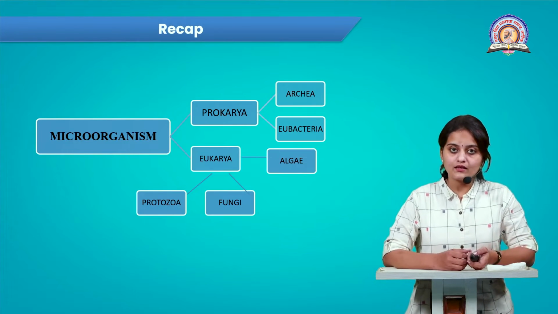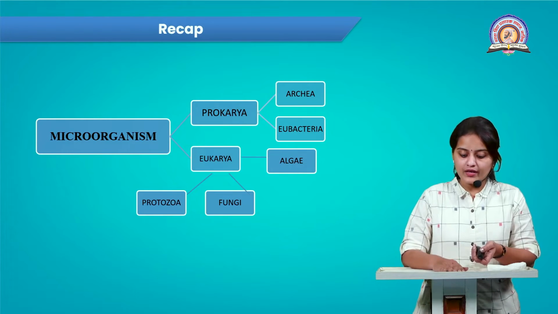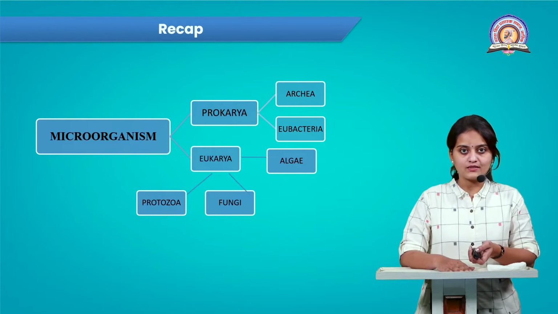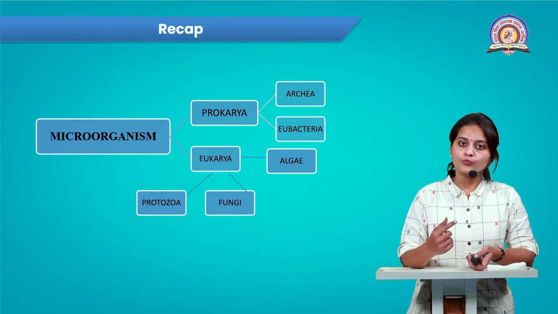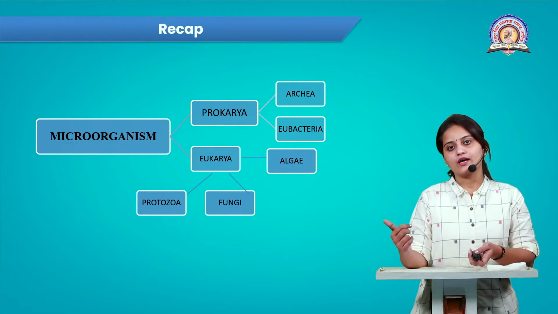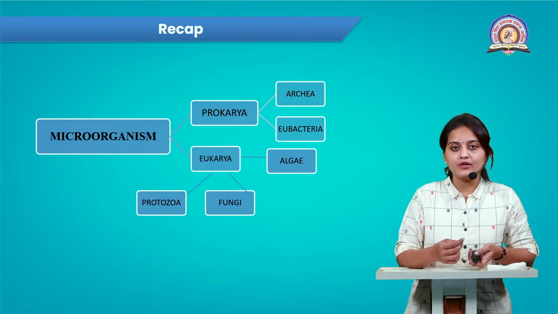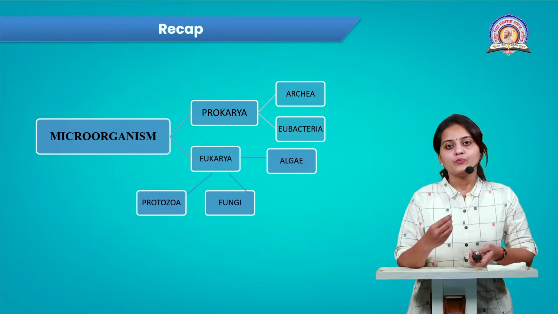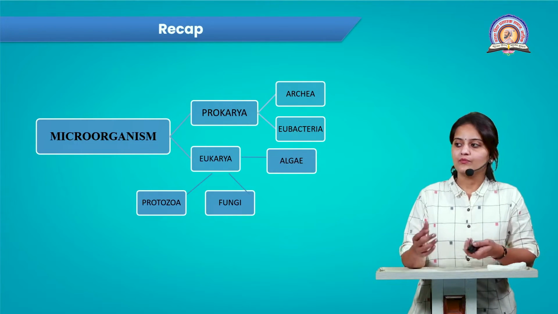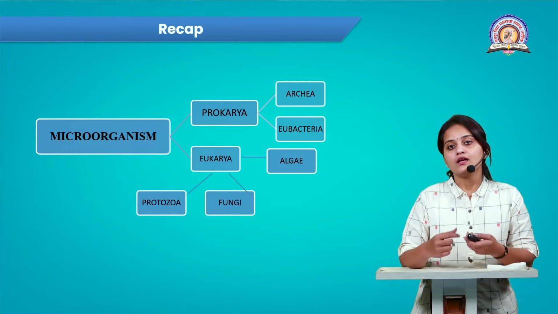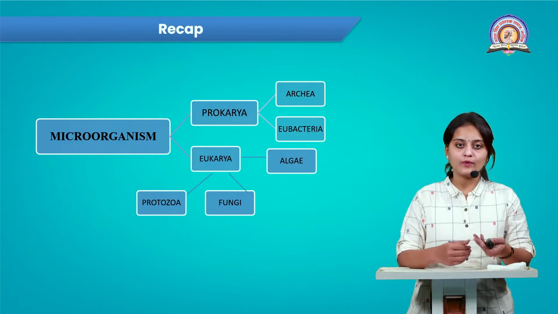So we had seen the microorganisms and their different classes. Whenever we are talking about microorganisms, they are divided into two groups, prokaryotic cell and eukaryotic cell. The prokaryotic cell means what? The primitive structure, and the primitive structure containing prokaryotic cell is nothing but the bacteria. The bacteria are again divided into archaea and eubacteria.